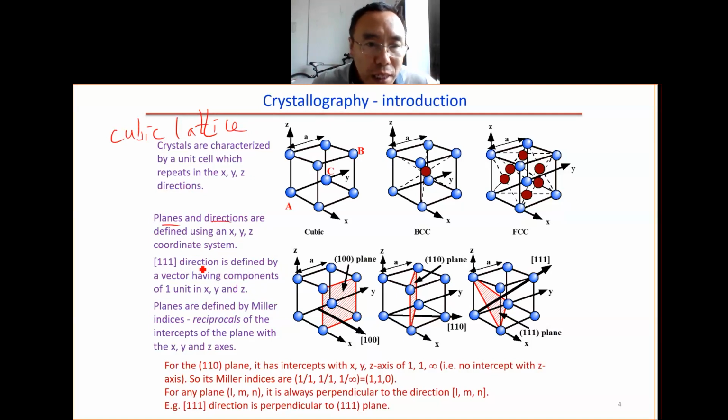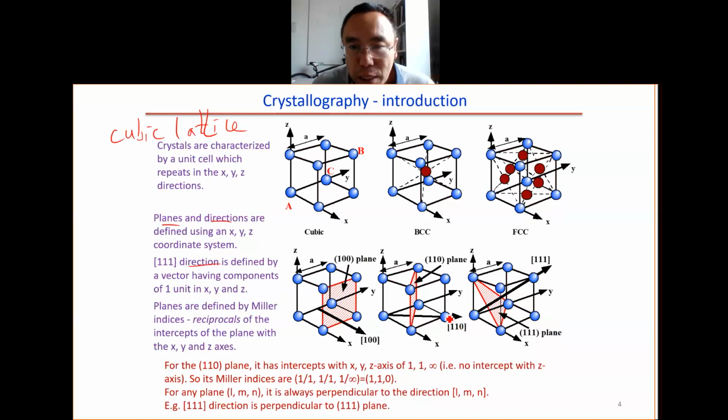The direction is defined by the components in the x, y, and z unit. For instance, this is the 1, 0, 0 direction, along the x direction. This is along the z direction, this is 0, 0, 1. The y direction is 0, 1, 0.